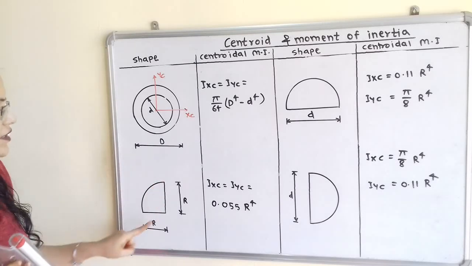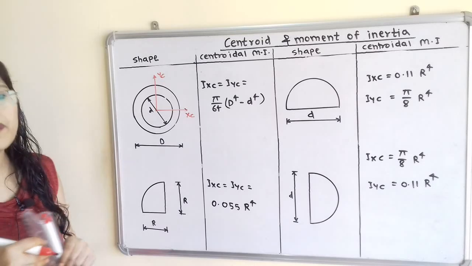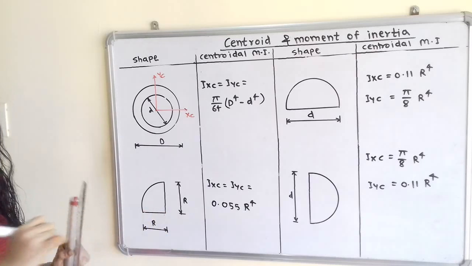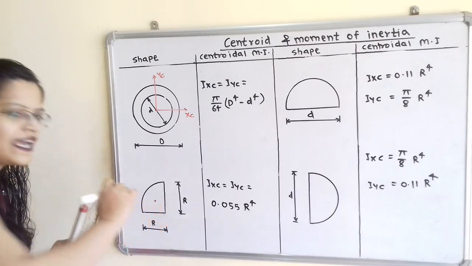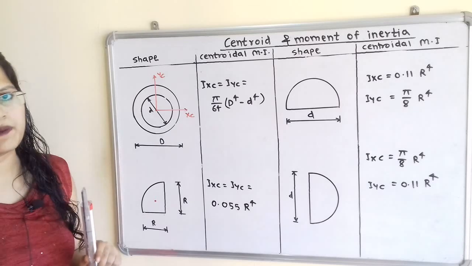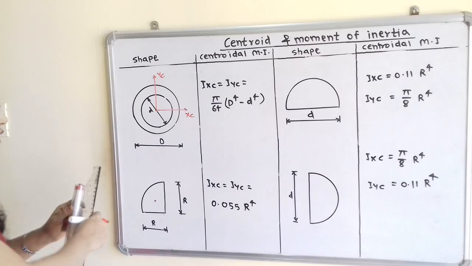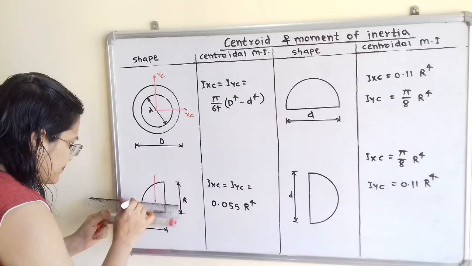So for this quarter circle we have to first select its centroid. So we know that from this line and from this vertical line, from both of these lines this centroid is at a distance 4r by 3 pi. So we will first select this centroid. Now we will show the axis passing through the centroid.